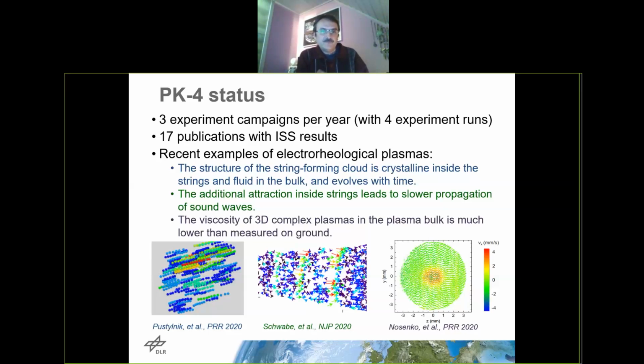And if you use a laser beam to produce shear flow in this system, then you can even measure the shear viscosity of the system. And what we found out is that the shear viscosity is very, very low compared to ground measurements, which has been done in 2D, but also in 3D systems, in compressed 3D systems. And this is a really interesting result, and we have to carefully look at that in the future. So next slide, please.